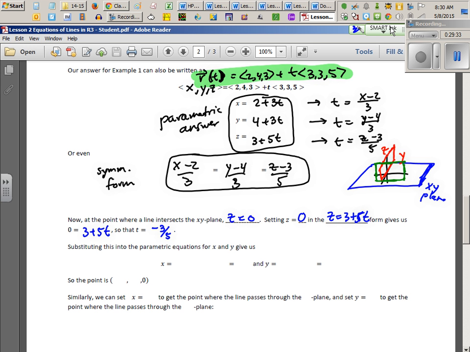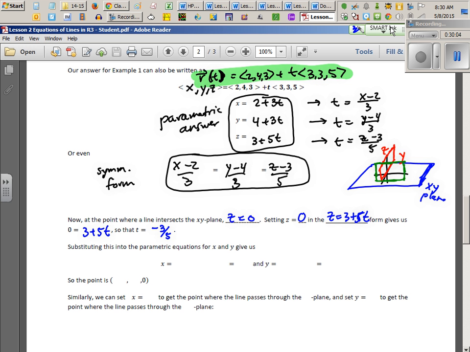Right? So there is a t that would cause the line to actually touch the desk. Remember I told you when you pick a t, you're picking a point on the line? Well, if you pick t equals negative 3/5, you've chosen the point on the desk. Where is it? Well, you've got an equation for x, y, and z right here, parametric. You know t is negative 3/5. So we're going to find x, y, and z.